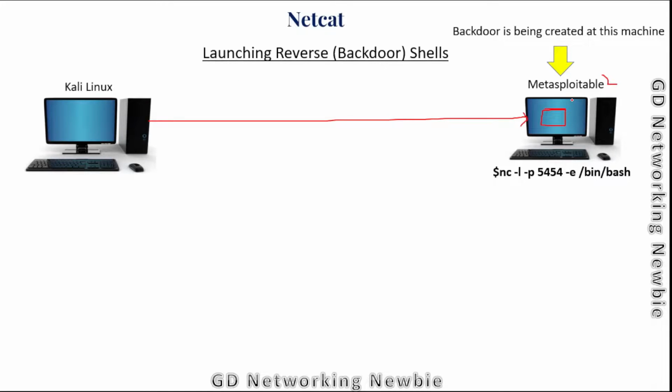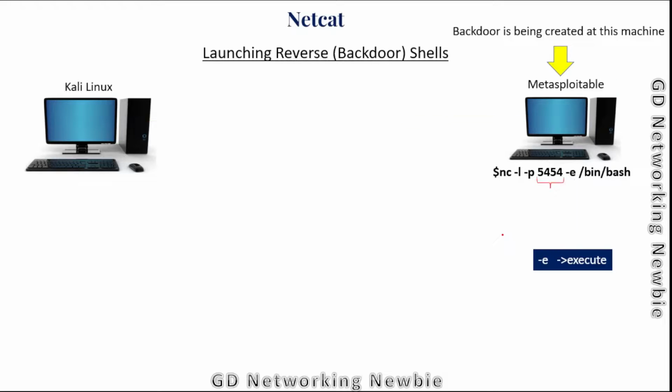on this Metasploitable. And for this, we have this command, that is nc -l -p, and then the port number. So now this machine will be in listening mode, and this will be the port on which it will be listening. And then this is execute, and then /bin/bash is giving the bash shell where we will be able to issue commands. We'll be using commands there.